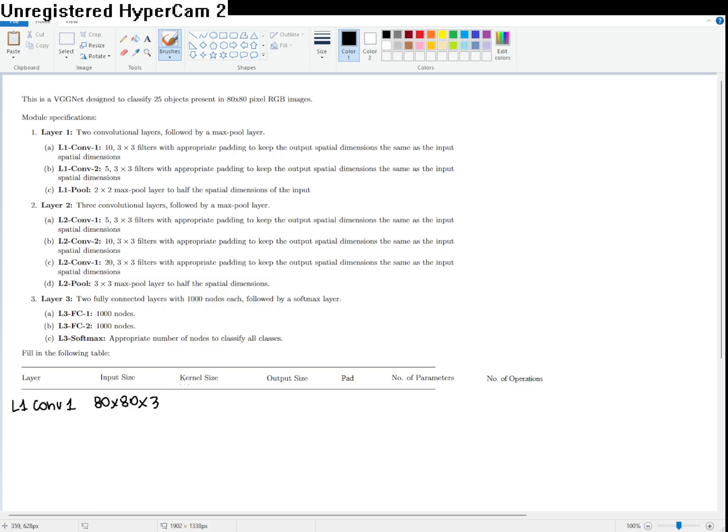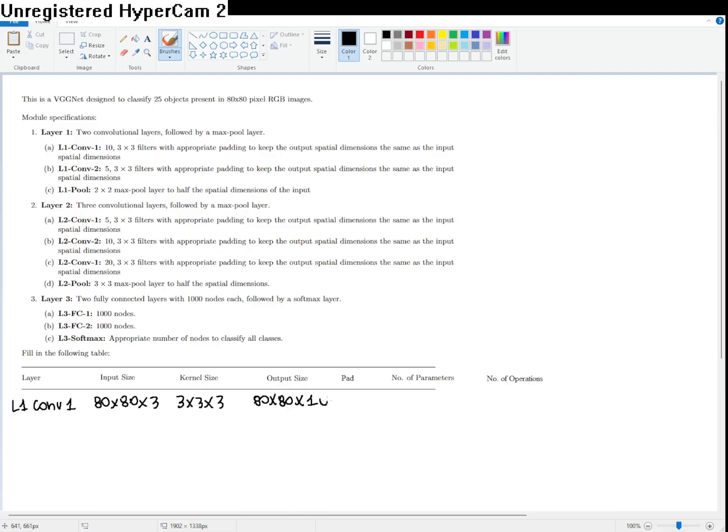The kernel size right here is a 3 by 3 kernel. I'm just going to keep the information that the kernel depth needs to be the same as the input depth. You have to have compatible dimensions there. All right, so let's calculate the output size. Like we talked about earlier, it's very simple. It's the same as the input, 80 by 80, but since we're going to have 10 filters, we're going to have a depth of 10 on the output.